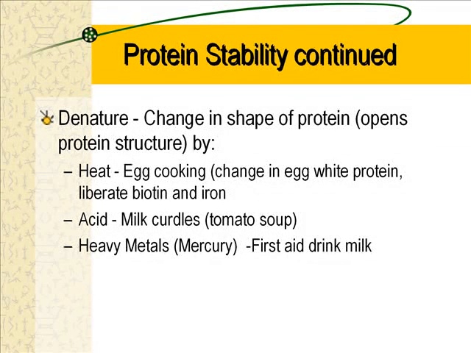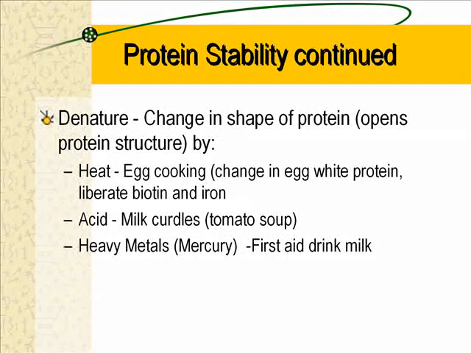Heavy metals is another method of denaturing protein. Now this is one of the dangers of us ingesting heavy metals, is that our GI tract is made up of protein. It's a muscle. All muscle is made up of protein. We don't want to denature our GI tract. That's painful, and it would, of course, destroy it.